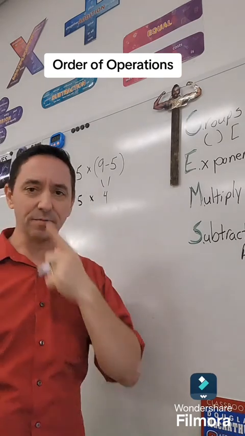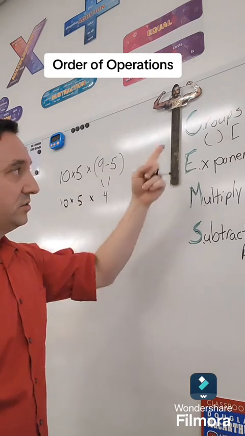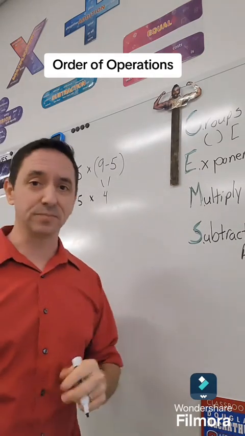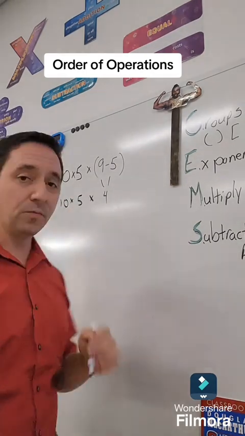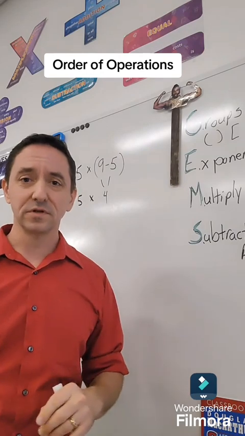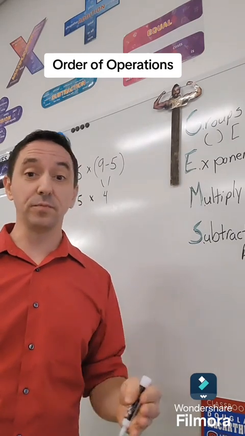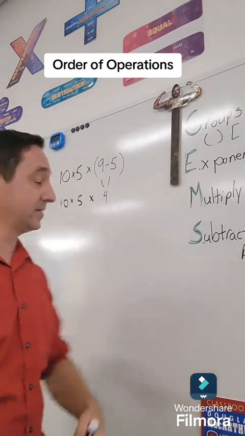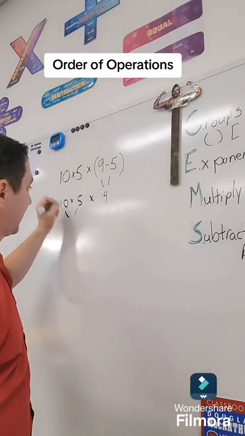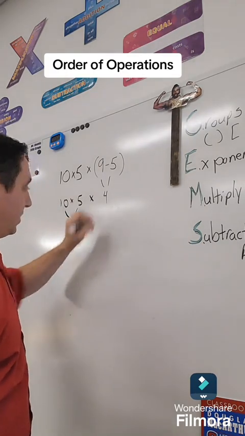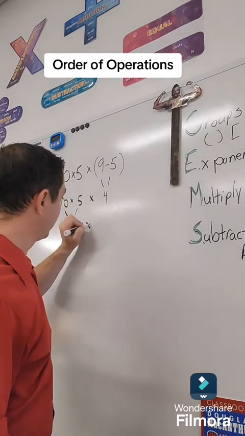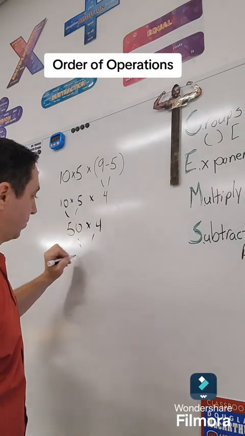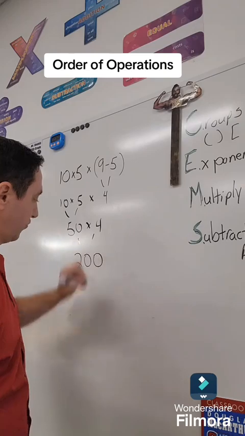And now I'm looking at this problem, I'm like, no more groups, no exponents, but I do have multiplication. But what's this? Two multiplications. Which do I do first? Well, I know that if there's only multiplication and division left, then I start to solve the problem from left to right. So I'm going to say 10 times 5 is 50. Bring down my times 4 that I didn't use. And I'm going to round it out by solving that 50 times 4, which I know is 200.